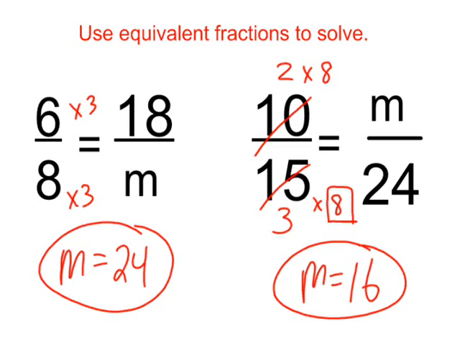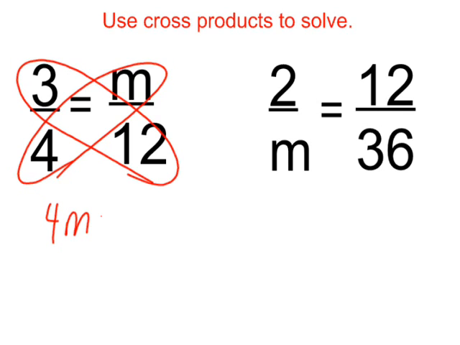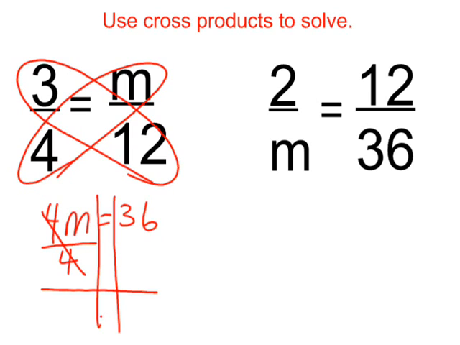Let's try cross-multiplying. So I'm going to multiply the means first, and it doesn't matter which I do first, but I'm going to do 4 times m is 4m. Then I'm going to multiply the extremes. 3 times 12 is 36. Now I've got a nice easy one-step equation to solve. So to isolate the variable, I'm going to divide by 4. Divide this side by 4. So our missing value was 9.